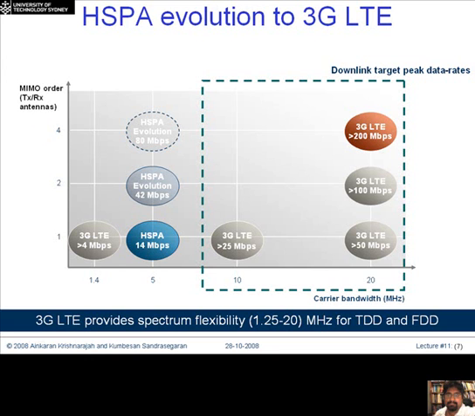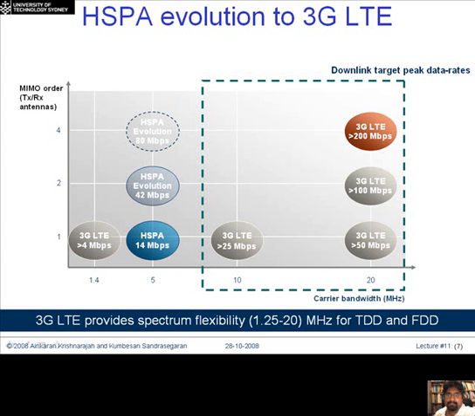And this is part of the HSPA that we talked about earlier. If you go further and put 4 transmit antennas and 4 receive antennas, then you might be able to get even higher data rates. Here you can get up to 80 megabits per second.